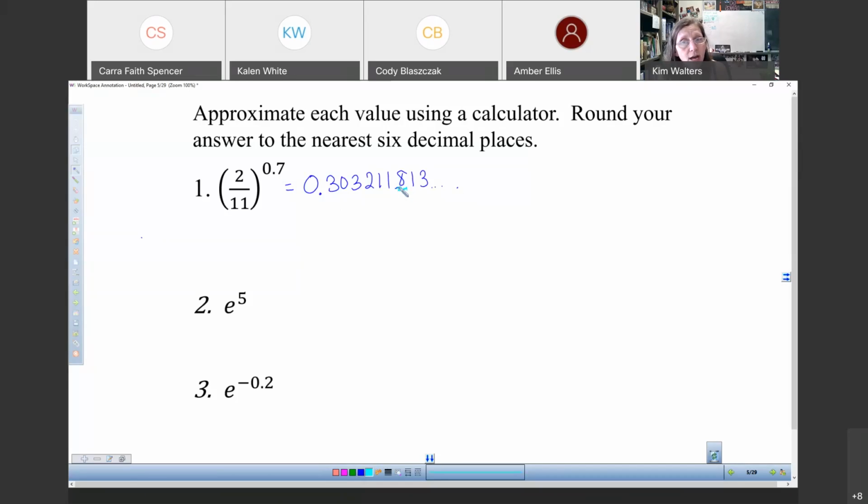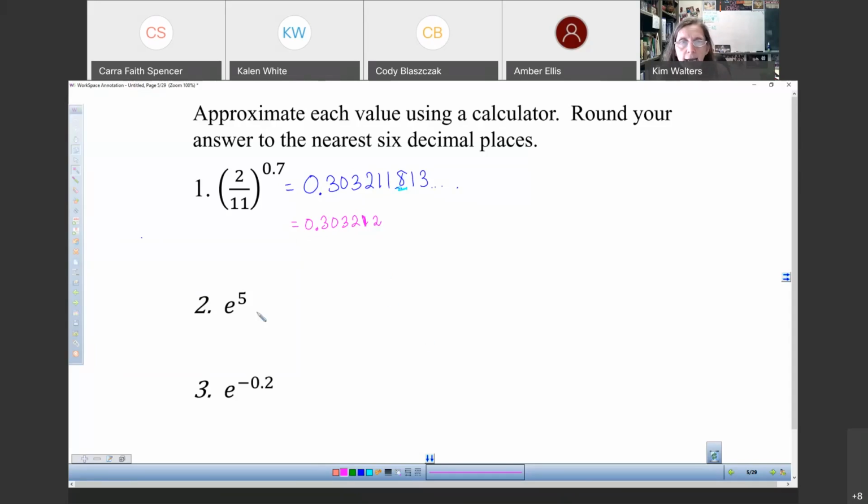It's larger than 5, and so my final answer here is going to be, I'm going to put the 0 in front, 0.303212, because I'm going to round this up, okay? So go to this 1, the 8 is larger than 5, so that rounds up. So please make sure that you're able to get these answers with your calculator. And if not, then we can talk about how to make this work.